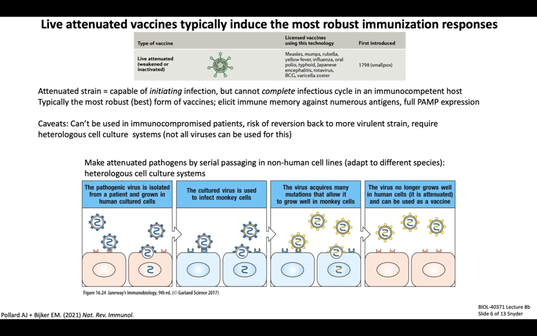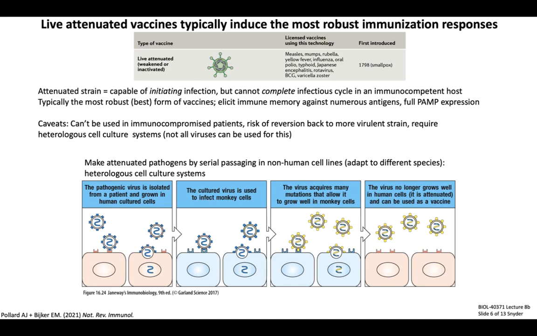The virus is passaged serially for many generations in these heterologous cells, with the goal of adapting the virus to the other species' host cells through mutations in the virus's genome. Once the virus is adapted to the other species' host cells through these mutations, it can no longer replicate in human cells, and so it's eliminated by the human immune system. And this is what makes it an attenuated strain.